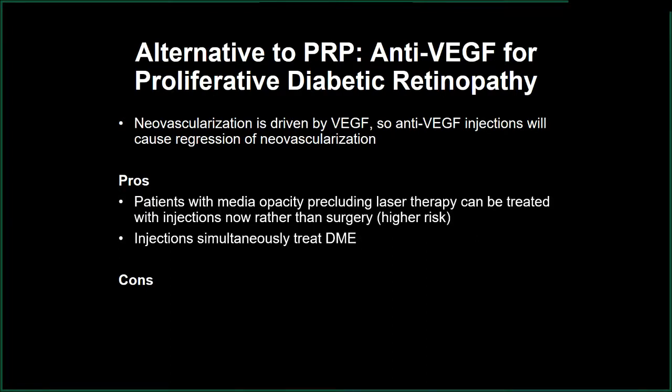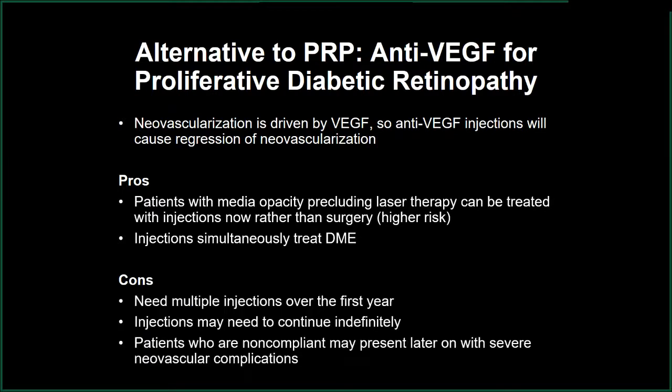So there are many pros to this. If someone has a dense vitreous hemorrhage, we can't do laser, but we can inject and we can start to get that NV to regress. If the patient has diabetic macular edema, this will also treat their macular edema. And of course, most important of all, we're not destroying retina. So whenever it regresses, they're still going to have that normal color vision and peripheral vision.